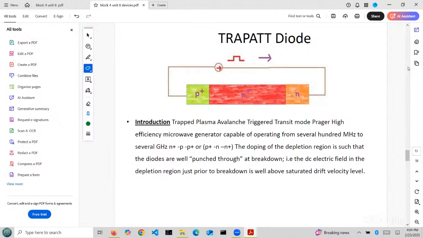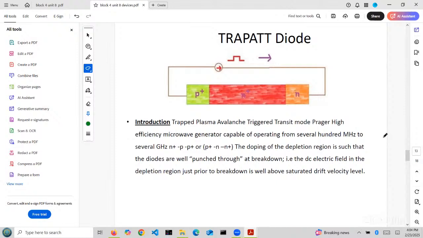Next topic. What is the next topic we have? The next topic is the TRAPATT diode. We have discussed two diodes so far. We will complete this one. What is the next one? The TRAPATT diode. Another one is the Baritt diode. Next we will see the TRAPATT diode.